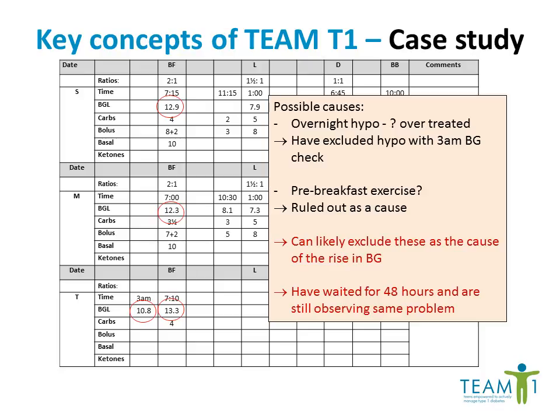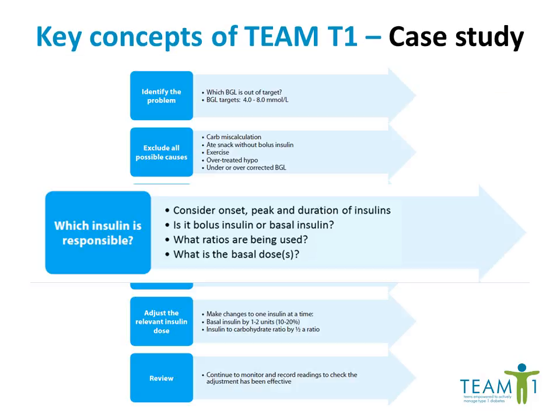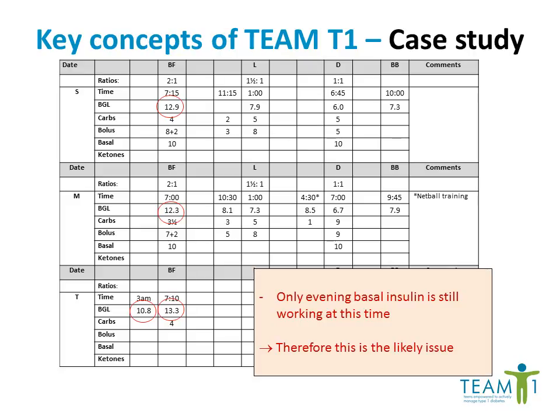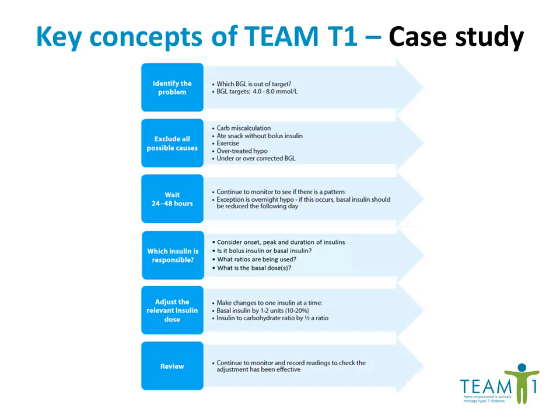The last bolus given at dinner time has run out, so only the basal is working at this time, and we have already waited 48 hours and established a pattern. So we can go ahead. So then we need to determine which insulin is responsible. So at this time the bolus will have run out and only the evening basal will be working at this time. So that's easy to identify the cause in this instance.